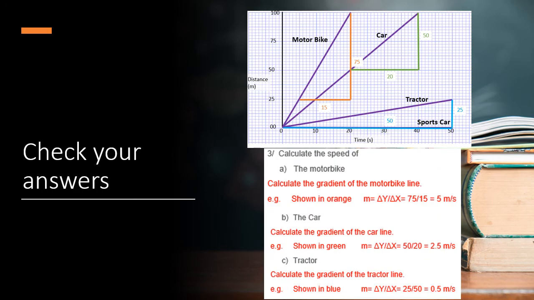Question 3 asks us to calculate the speed of the motorbike, the car and the tractor. To do this, a right-angle triangle has to be drawn on each line. We can then use this right-angle triangle to calculate the gradient of the line. So for the motorbike, this is shown in orange, and the gradient should have been around 5 meters per second. For the car, this is shown in green, and the gradient should have been around 2.5 meters per second. And for the tractor, this is shown in blue, and the gradient should have been around 0.5 meters per second.